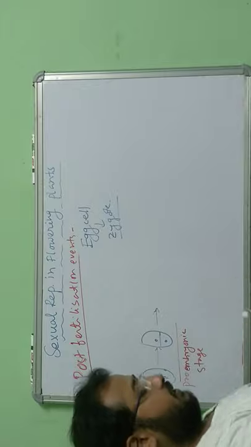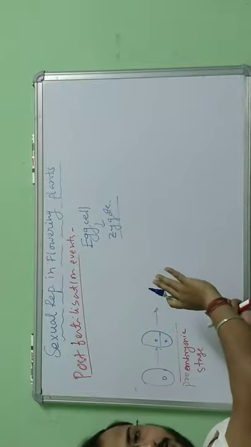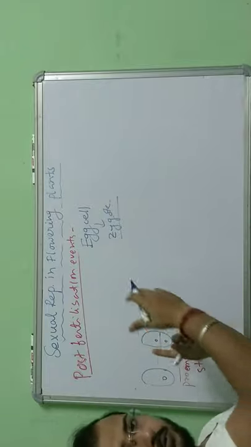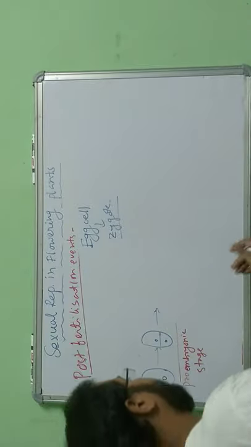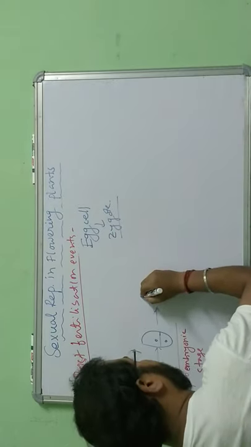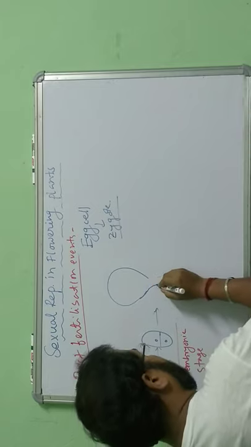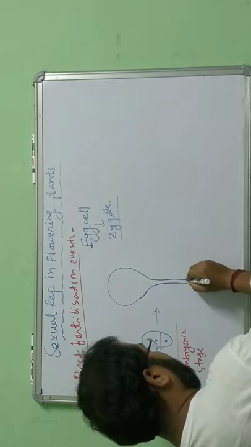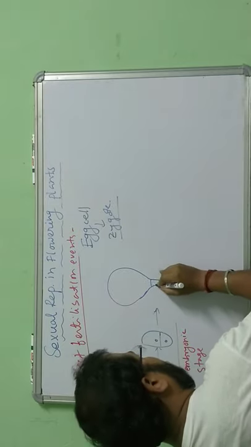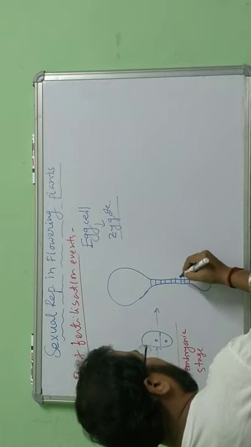Now, next is that it is a continuation of mitosis cell division. I am not showing each and every step. Let's come to the next important step for you. Continuous mitosis cell division, and it develops into these, which are all cells.